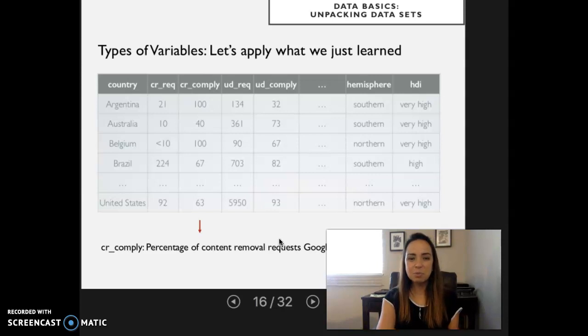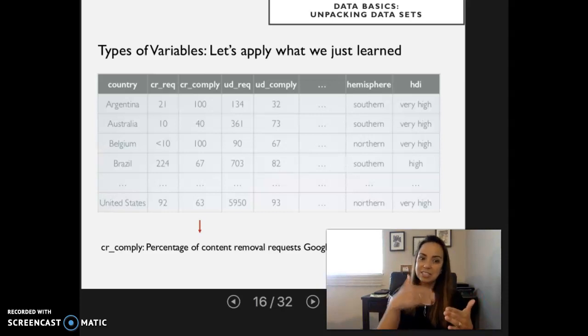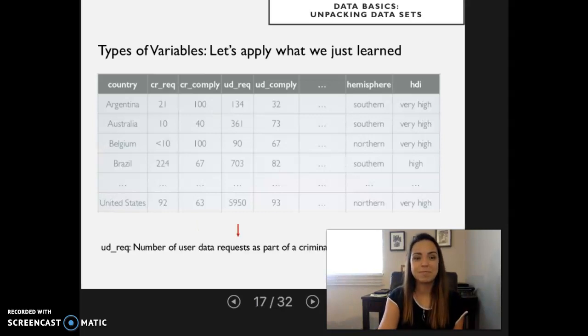Percentage of content removal requests Google complied with. That's a percentage. What kind of variable is that? This is a numerical and continuous variable, because it makes sense to talk about not just 100%, 99%, 98%, but also 99.9%, 99.999%. So there is an infinite number of possibilities between two levels.